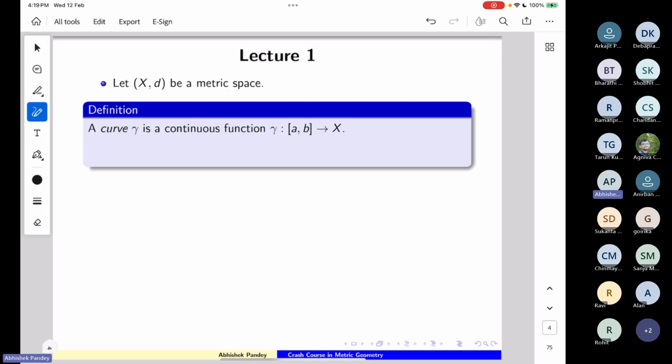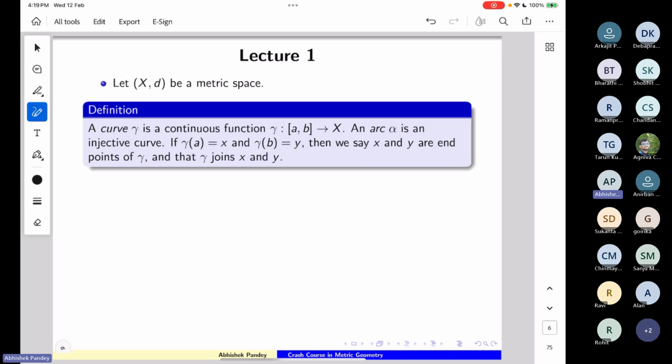Okay. So now let (X, d) be a metric space, and a curve is a continuous function gamma from a closed and bounded interval [a, b] to X. And I will say alpha is an arc if it is an injective curve. So let us say we have a curve gamma. If gamma of a equals x and gamma of b equals y, then we say that x and y are endpoints of gamma, and that gamma joins x and y.